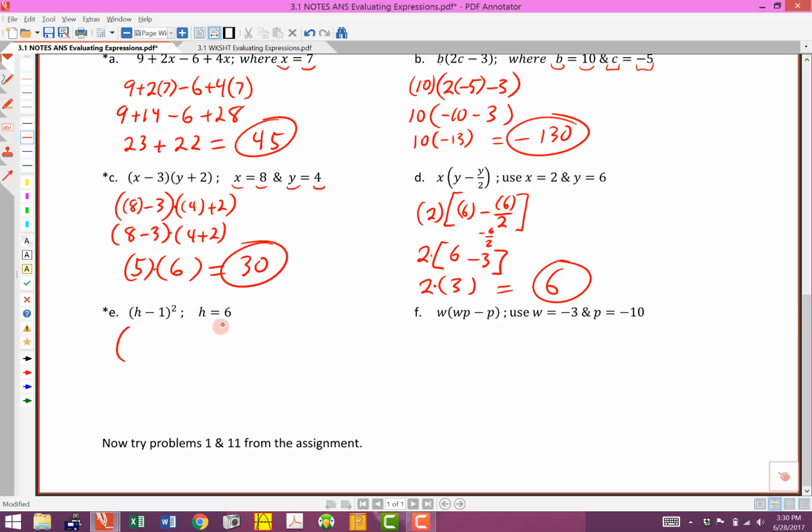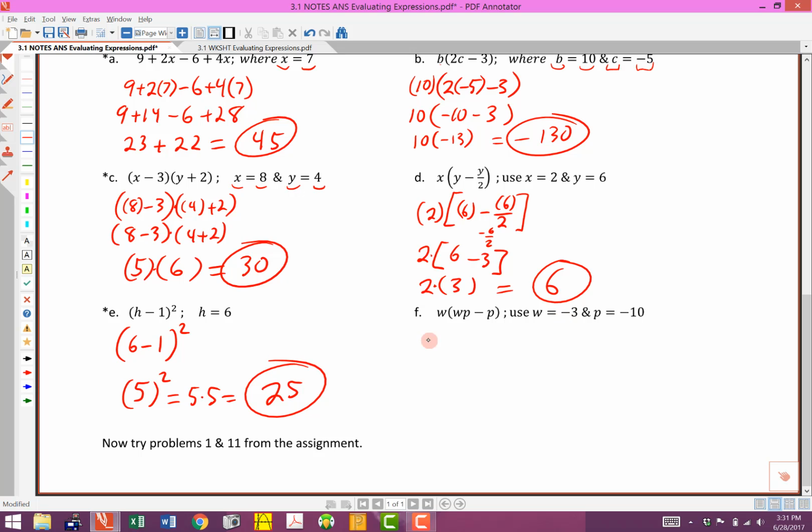So I'm going to go ahead and leave them off on this one because this is just a 6 minus a 1, and then I'm going to square that. I've got to do the parentheses before I do the exponent, so this is going to be a 5, and I'm going to square that. And again, that doesn't mean 5 times 2, it means 5 times 5. We use 2 5s in a multiplication problem, so this is 25 right there. And then we'll take a look at this last example, and then we'll do a couple from the assignment.